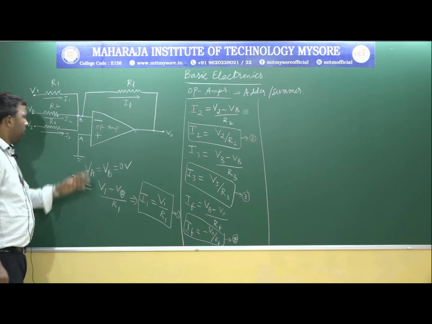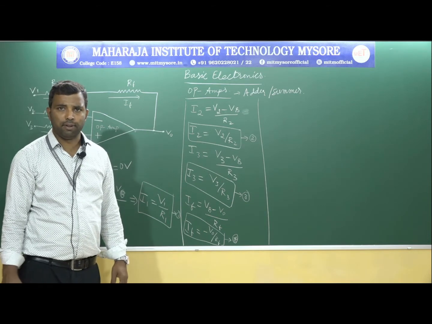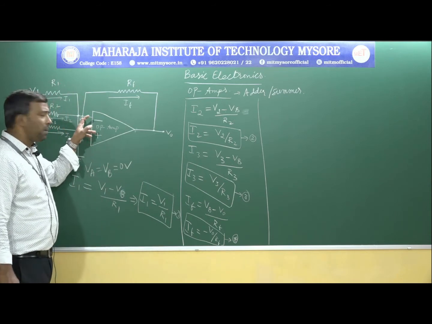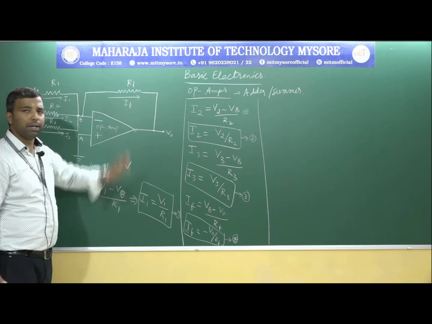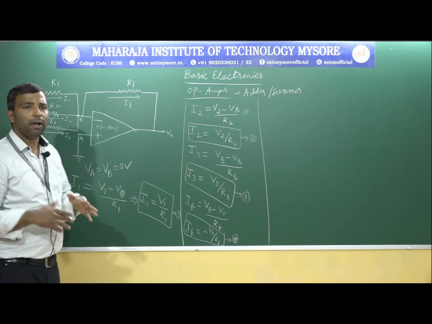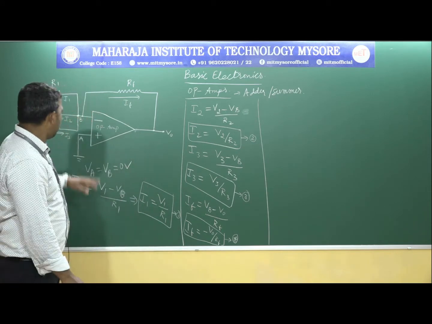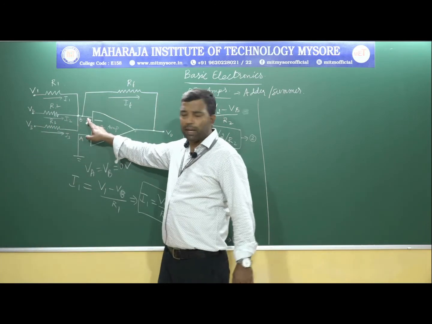Observe here, we know Kirchhoff's current law, voltage law, etc. By using Kirchhoff's current law for this node B, what happens? The entering currents are equal to the leaving currents. The sum of entering currents is equal to the sum of leaving currents. What are the entering currents here to the node B?